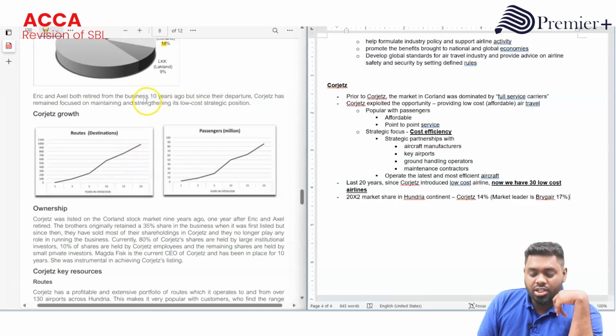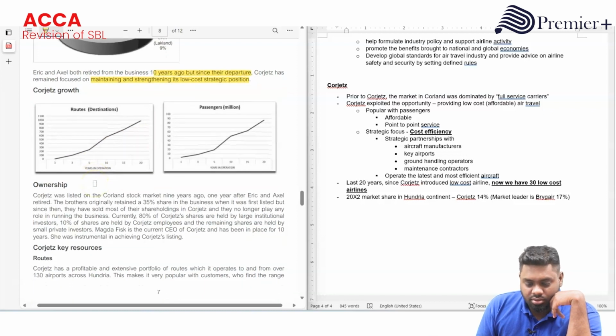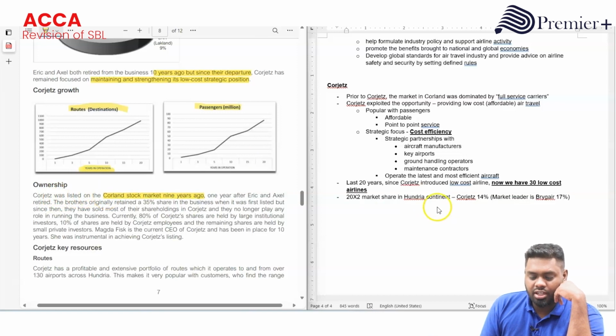Eric and Axel both retired from the business 10 years ago, but since their departure, CoJets has remained focused on maintaining and strengthening its low-cost strategic position. Alright, so we have years, number of routes and destinations, and then passengers in millions. Okay, and we can see overall there's a steady growth. Ownership: CoJets was listed on the Cologne stock market 9 years ago, 1 year after Eric and Axel retired.